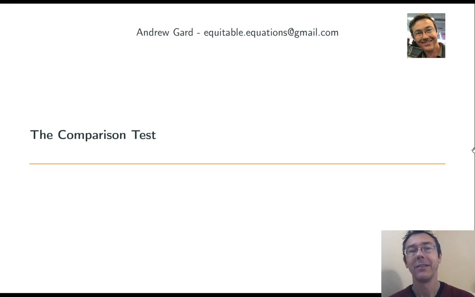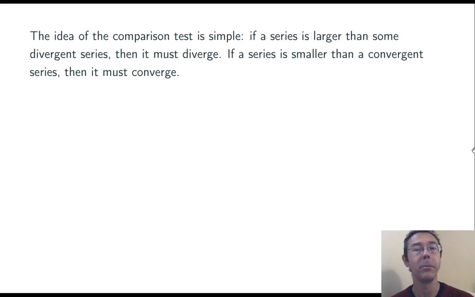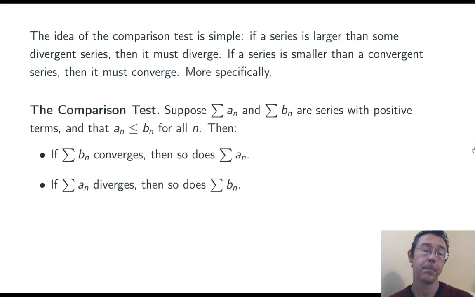Hey everybody. Today we're talking about the comparison test for series. The idea is pretty simple. If you have a series that's larger than some divergent series, it has to diverge too. And if it's smaller than some convergent series, it has to converge too. Let's be a bit more mathematical about that.